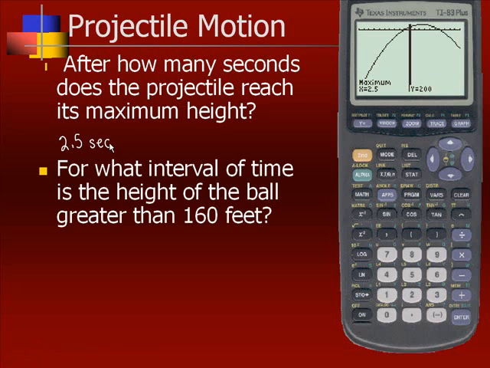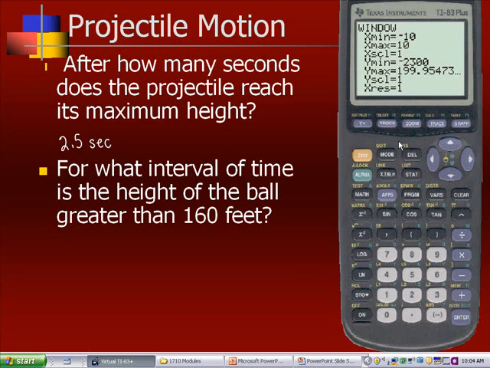For what interval of time is the height of the ball greater than 160 feet? Okay, what I'm going to do is I'm going to go back and redo my window. Let's do windows from X values. We can leave that one. Actually, we could call it negative 1 to 10. And our Y values, let's just call that from 0 to 300. We just want to include our vertex of 200. So there's our picture. The question says, for what seconds is the ball greater than 160 feet? Well, 160 feet is going to be right in there.